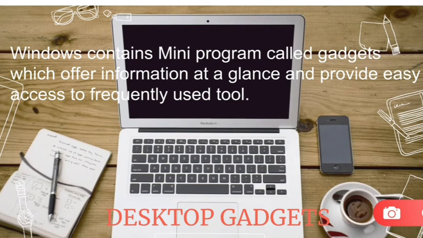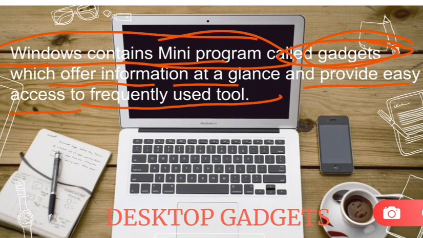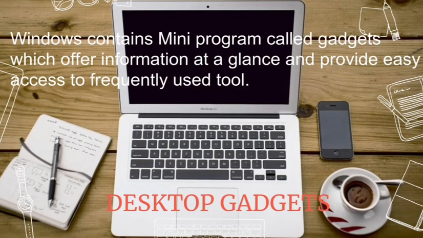In computer language, desktop gadgets contain mini programs. Windows which contain the mini program are called gadgets for the computer, because we are talking about the computer. It offers us information at a glance, and also provides easy access to frequently used tools. That means with a gadget, we get information at a glance and easy access to frequently used tools.